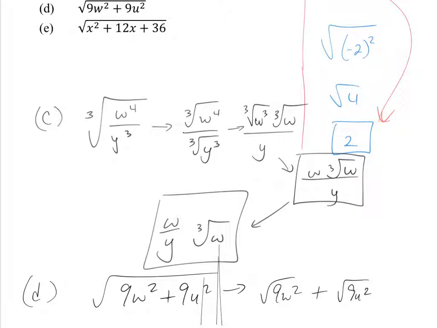So that's what you think of as your answer, right? But don't forget, absolute value. Whenever you take a square root of something squared with a variable in there, it's absolute value.